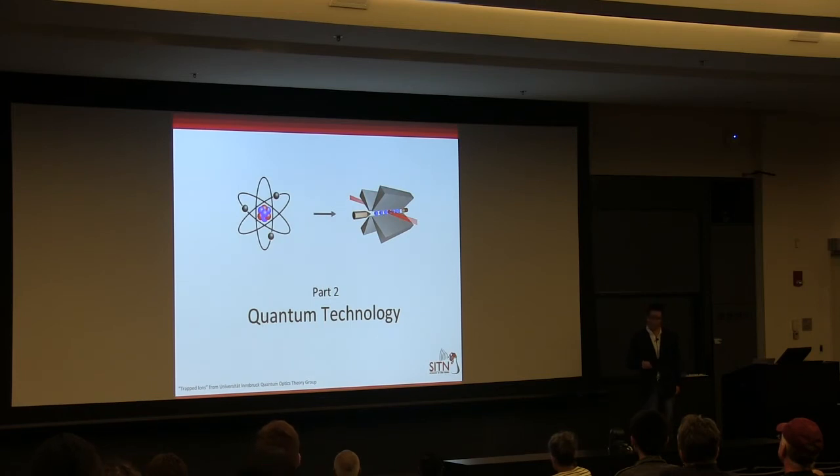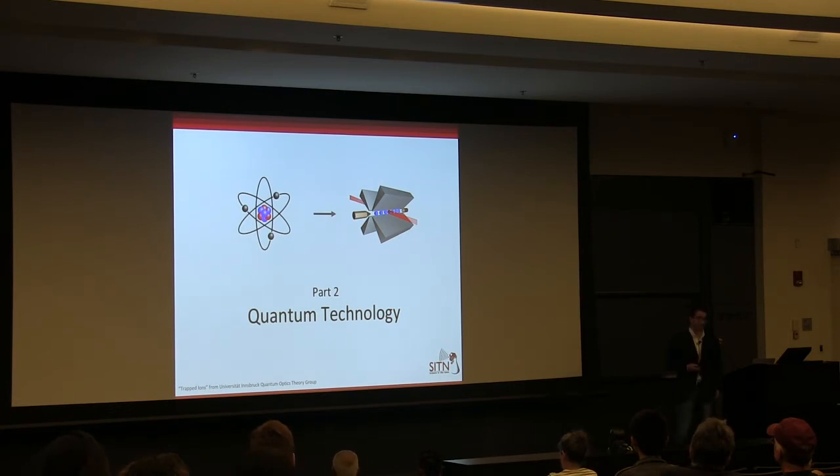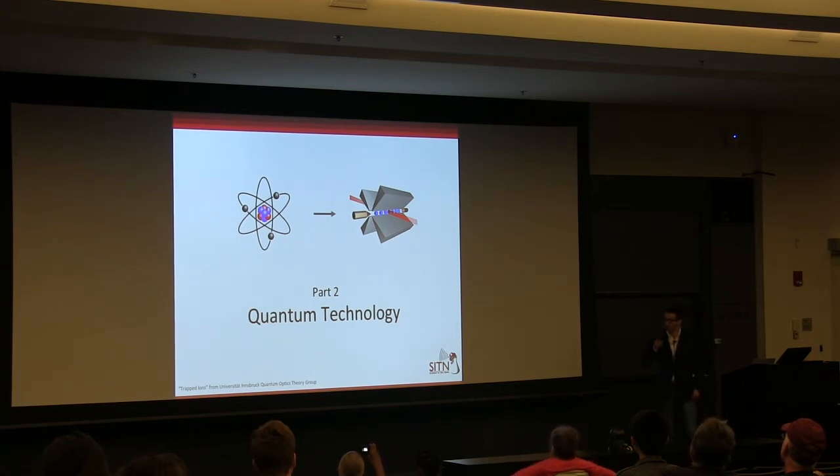So this concludes our whirlwind tour of quantum physics. And now I'd like to switch gears and start talking about how we can actually use these fundamental phenomena that I've been talking about to actually build a new generation of machines, to actually do stuff that is useful for us. Now, the first application I'd like to talk about is something that's called quantum communication.